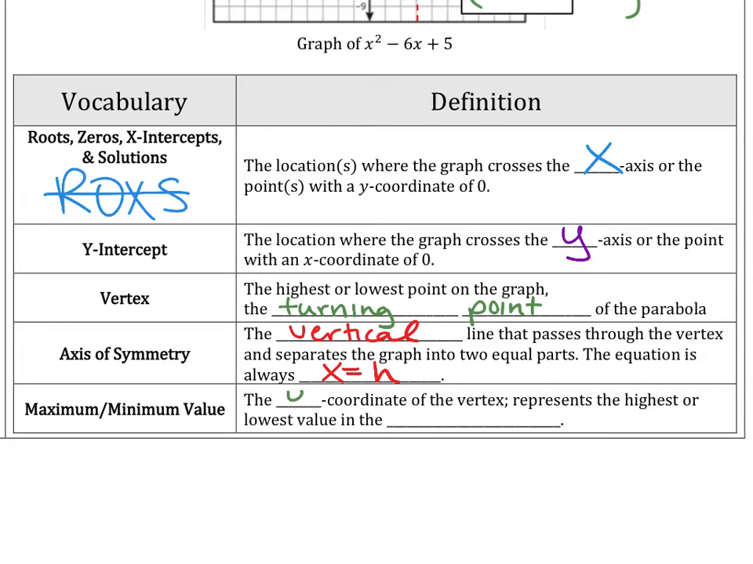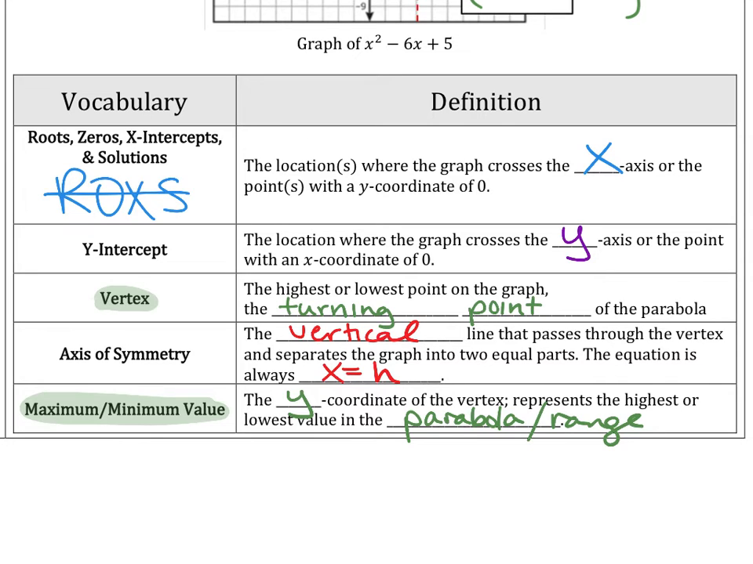Last but not least, we have our maximum or minimum value. When I'm asking you for the max or minimum value, it has to do with that vertex. So these 2 pieces go together. We're just trying to know the y-coordinate of the highest or lowest value in the parabola, or the highest or lowest point in the range of this function.